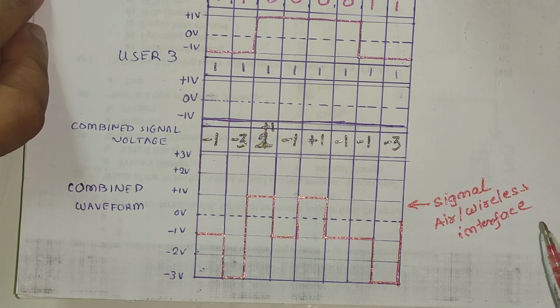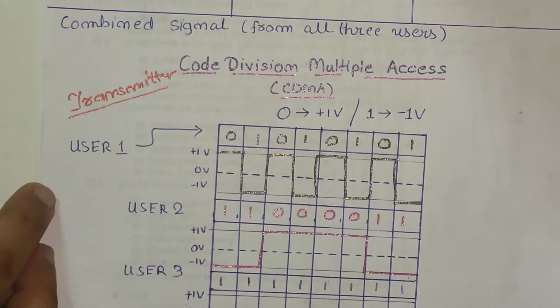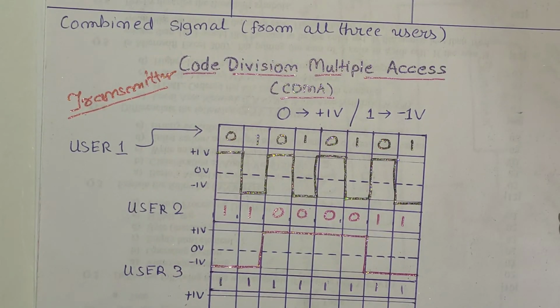Fine. I hope you understood this. So we'll take one example of what is going to happen at the receiving side. So let us do that.